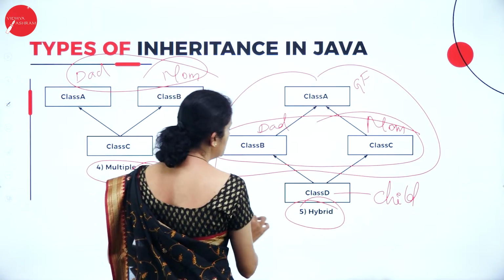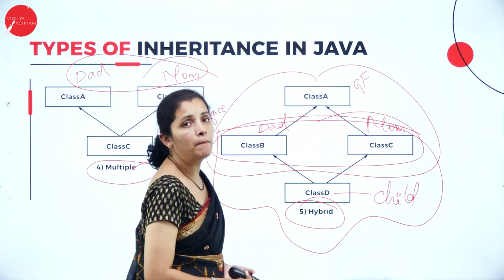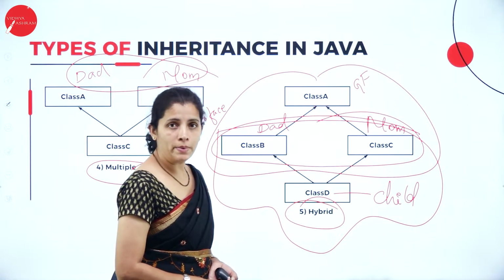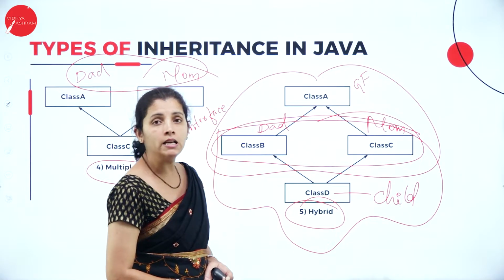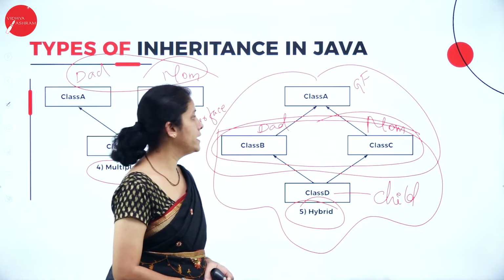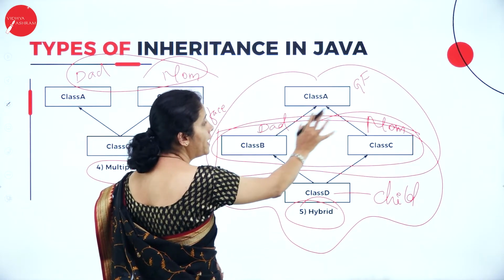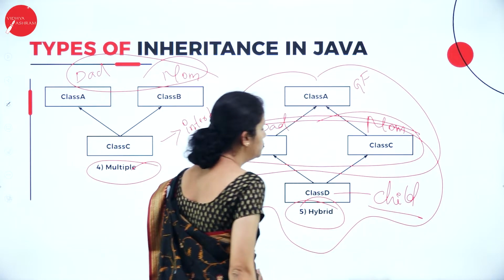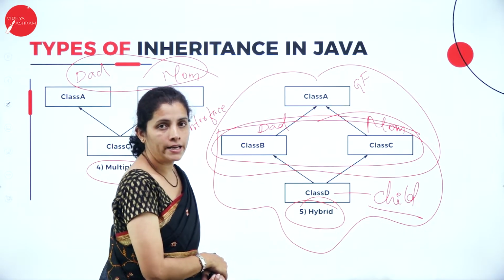And if I consider below this, this is the example for multiple. Then what is hybrid inheritance? Hybrid inheritance is nothing but the combination of hierarchical inheritance as well as multiple inheritance. So I have grandfather and mom and dad, and for this mom and dad, one child. This is the example for hybrid inheritance.